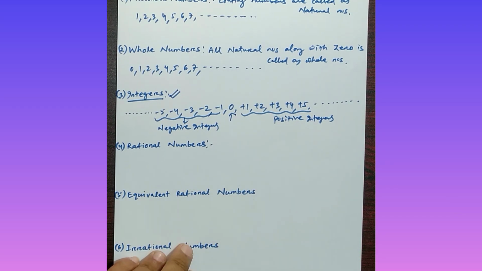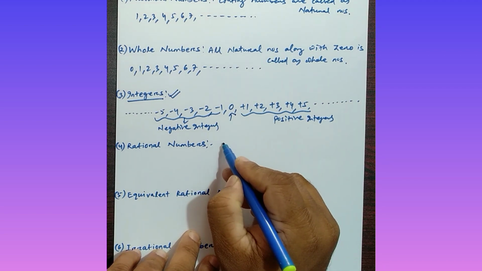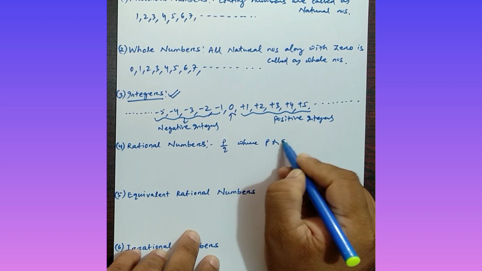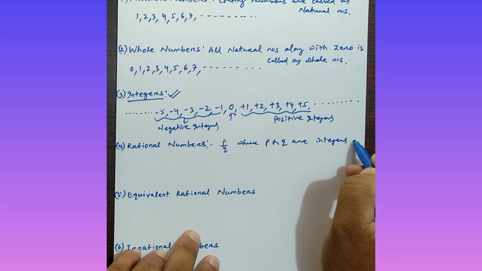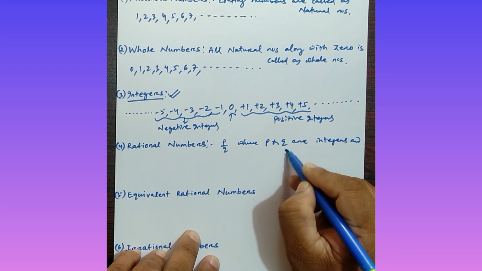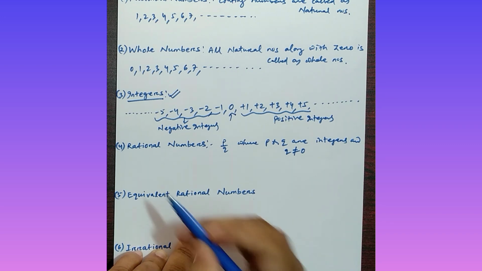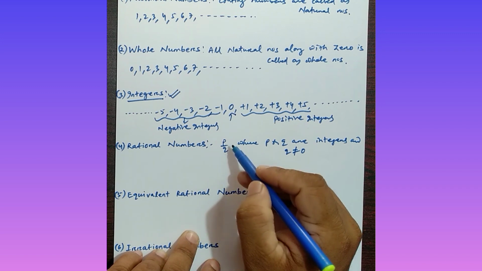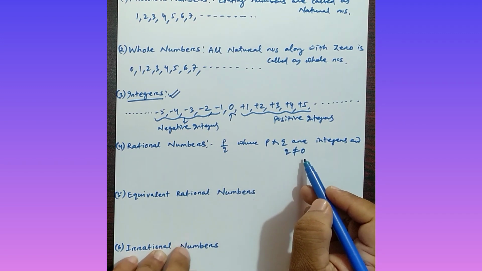The very simple definition: a rational number is one which can be expressed in the form p by q, where p and q are integers and q is not equal to 0. That is a very important point. Again, what is the meaning of a rational number? A rational number can be expressed in the form p by q, where p and q are integers and q is not equal to 0.